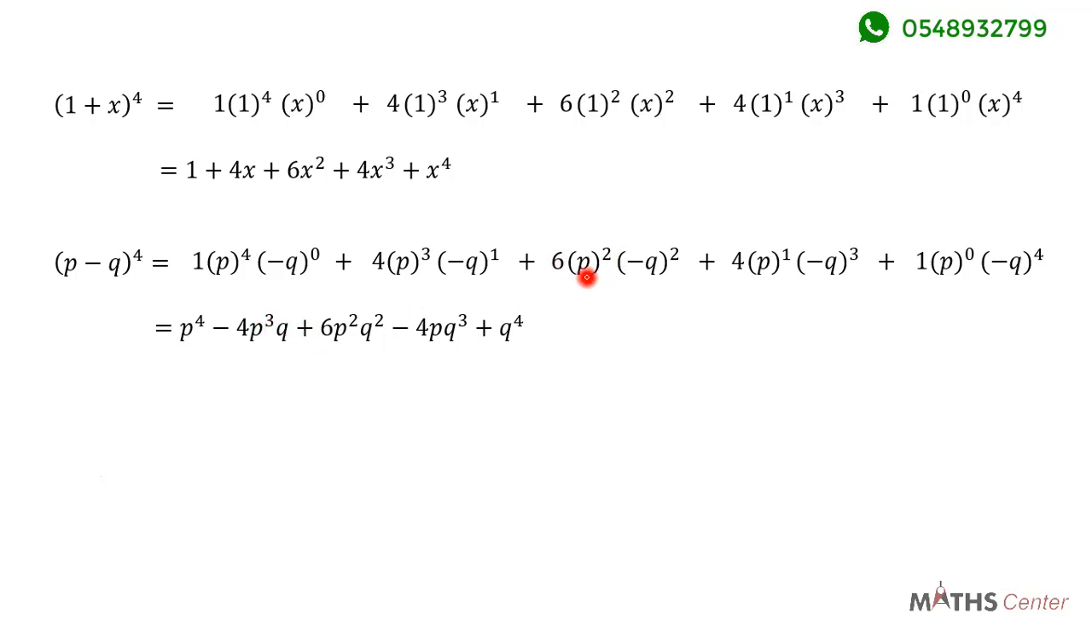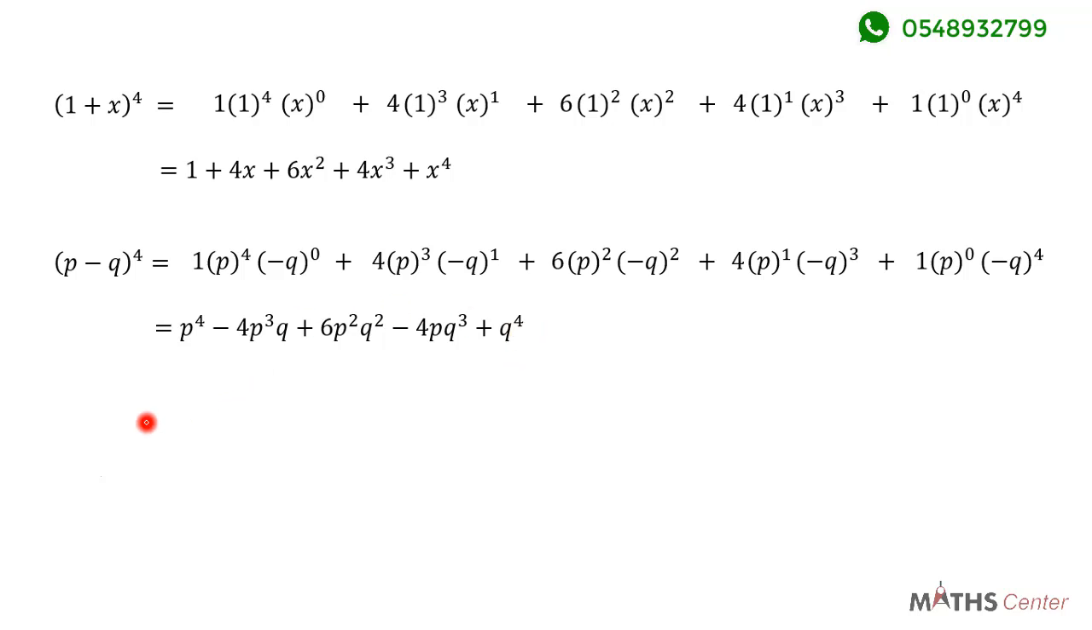6 times p squared times negative q squared will give us 6p squared q squared, because negative q squared will give us positive q squared. 4 times p exponent 1 times negative q cubed will give us negative 4p q cubed. Then in the last term, 1 times p exponent 0, which is 1, times negative q exponent 4, will give us q exponent 4.